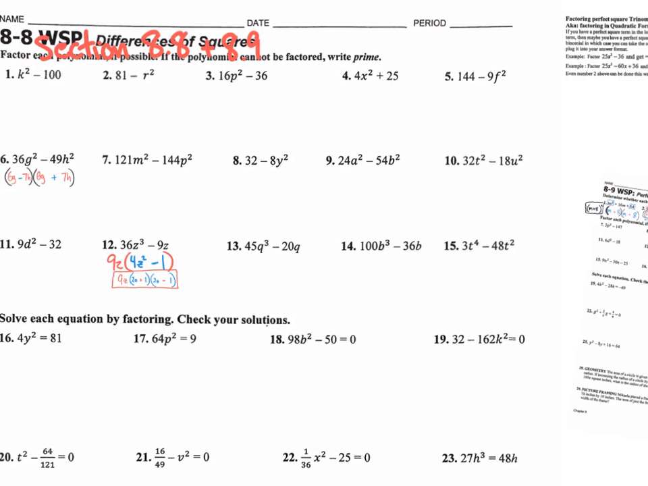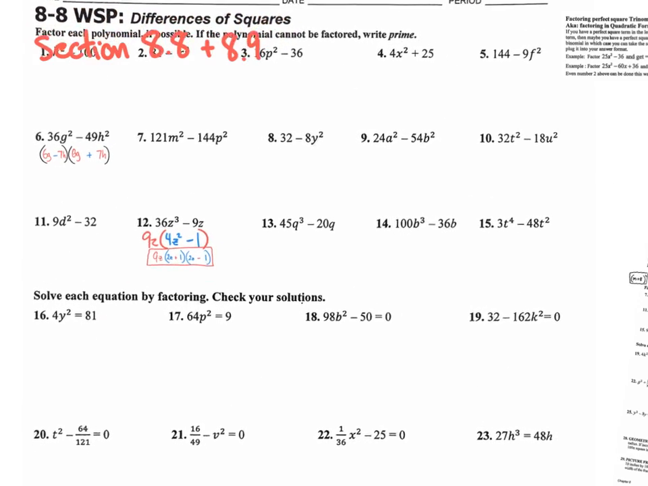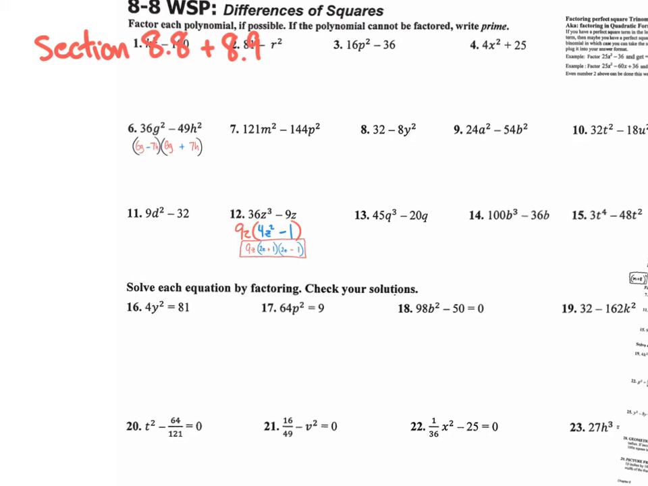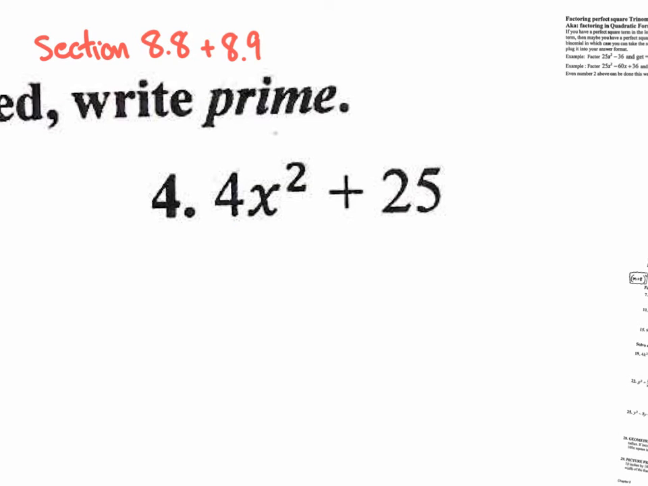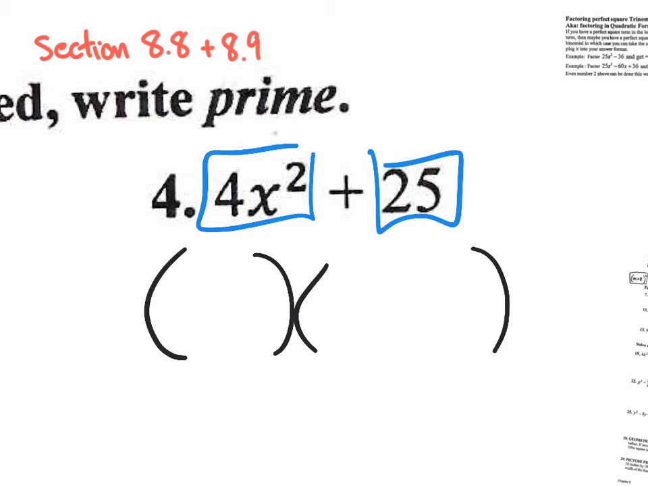I did want to mention number 4 back on worksheet 8.8. Now, is this a perfect square binomial? You have a perfect square term here, a perfect square term there, right? Okay, so our answer is going to be what? What's the square root of 4x squared? 2x. How about the square root of 25? 5. So you have a 2x and a 5.